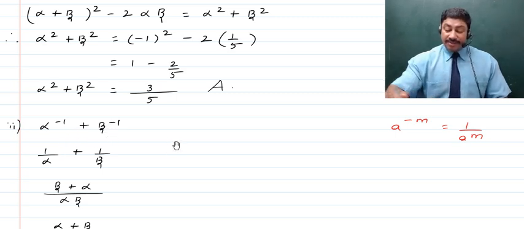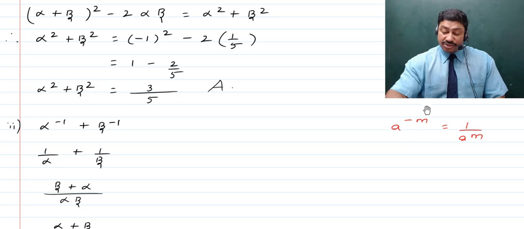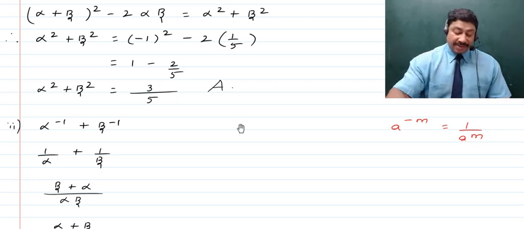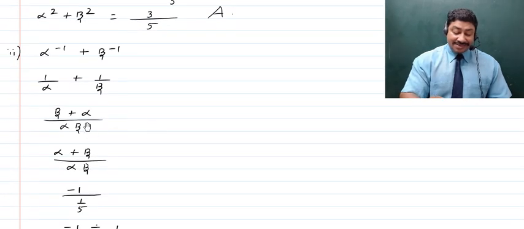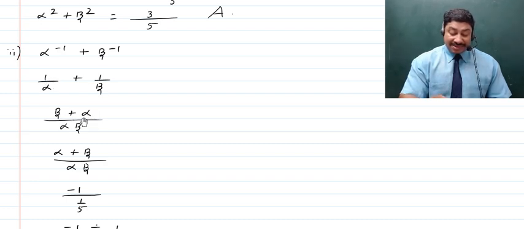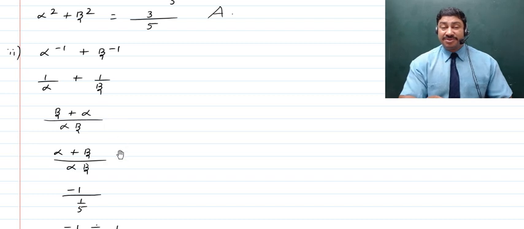Now remember, if we have some number which is of the form a raised to the power minus m, then by the rules of indices, you know that when this number goes over to the denominator, its index will become positive, or in other words, it will become equal to 1 upon a raised to the power m. Similarly here, this can be written as 1 upon alpha, and this can be written as 1 upon beta, and now when you take an LCM, it will become equal to alpha beta, and in the numerator you'll have beta plus alpha.